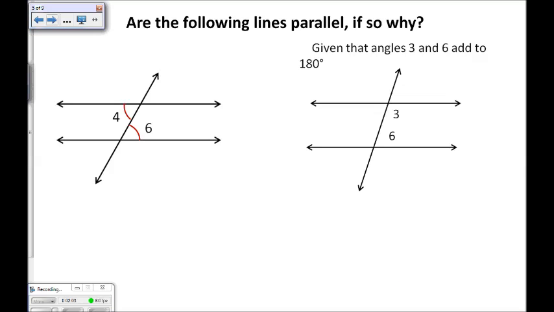Now, are the following lines parallel, and if so, why? Okay, if angles 4 and 6 are congruent, then yes, these lines would be parallel, and the reason is the converse of the alternate interior angles theorem.